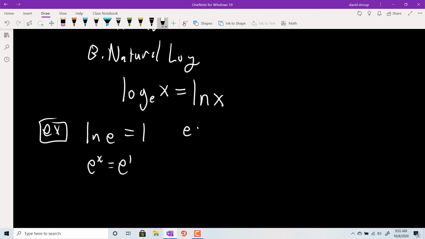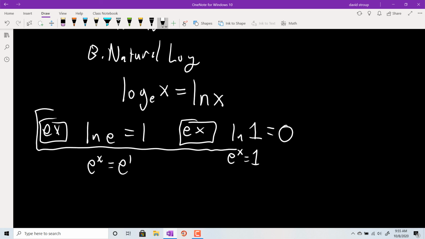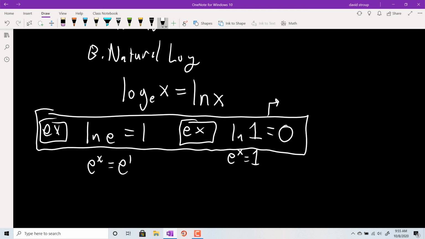Another one you need to have memorized if you keep going through math: e to what power is equal to 1? Well, that's 0. If you're going to keep taking math and you take calculus, this needs to be memorized.